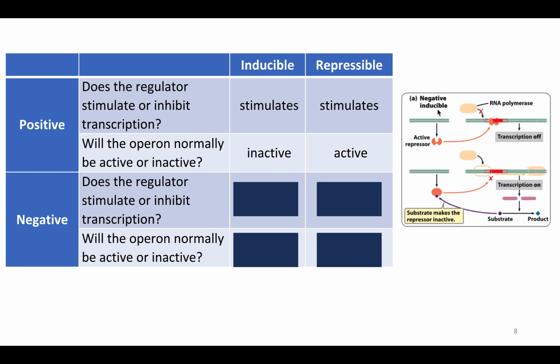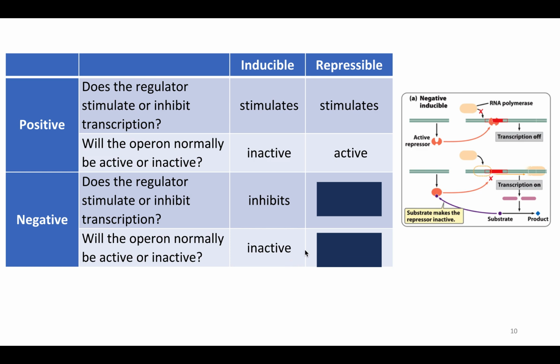Now with negative inducible operons, let's start off with that word negative. Negative means that we have a repressor as our regulator. So this repressor, like its name suggests, inhibits transcription. It causes transcription to be inhibited or to be turned off. So inhibits. And this operon is inducible. So remember that inducible operons are usually off, but they can be induced to turn on. So we can get them to become active once we have something happening to make them on. But they are usually inactive.